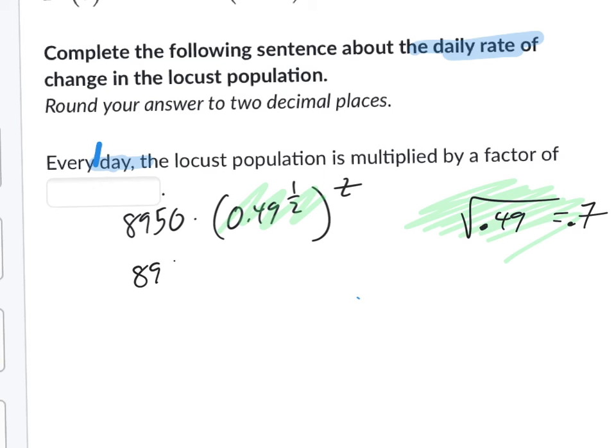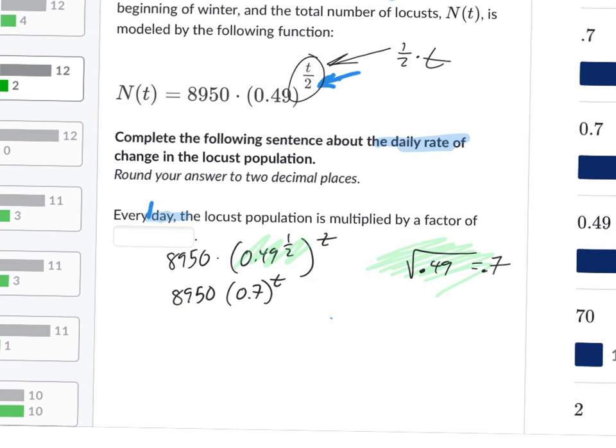So we got 8950, 0.7 to the t. All right, now our equation is written so that the a value is 1 because it's all by itself. Every 1 day, the locust population is multiplied by a factor of, well, here's the new factor. So the answer is 0.7.